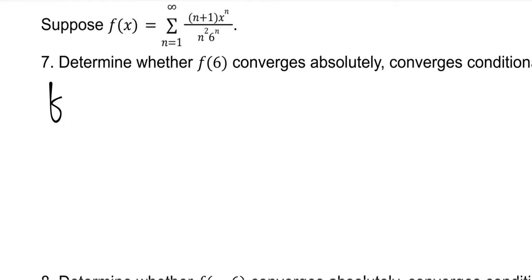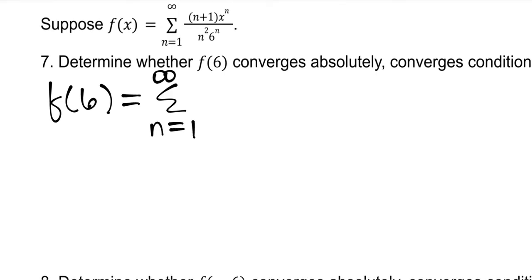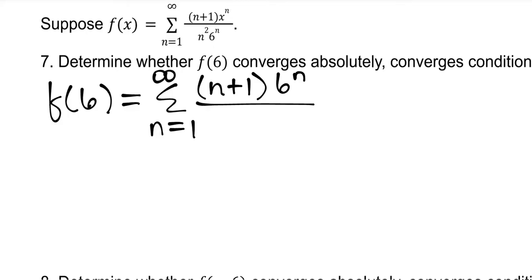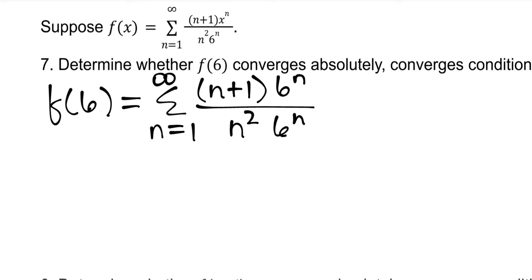So f of 6 is going to equal the sum from n equals 1 to infinity of (n plus 1) times 6 to the n over n squared times 6 to the n. Well, the 6 to the n over 6 to the n is always going to be 1, so I'm actually going to remove it from our consideration.